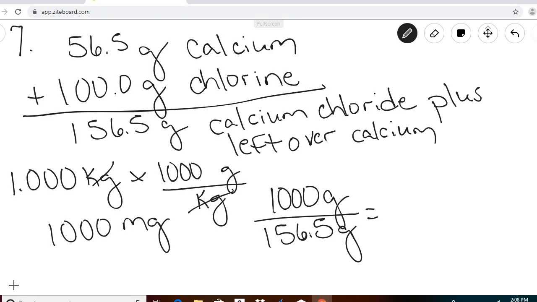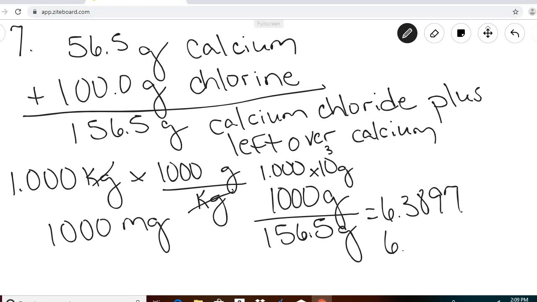And technically with 4 significant figures, this would be 1.000 times 10 cubed grams. So in any case, we have 4 significant figures. So 1,000 divided by 156.5 is 6.3897, and we can have 4 significant figures, so 6.390 times. So making a kilogram is 6.390 times as much as making 156.5 grams. So each of our components needs to be multiplied by 6.390.